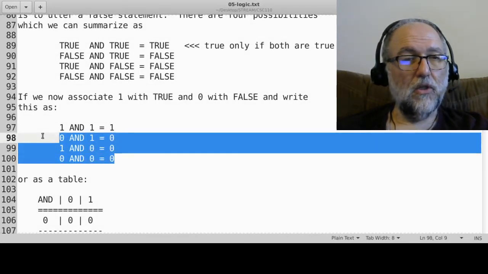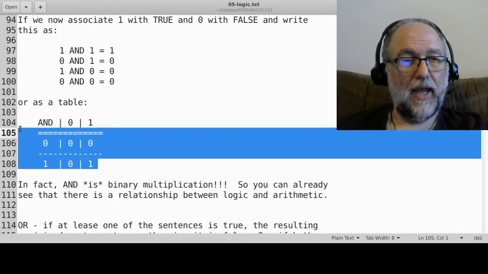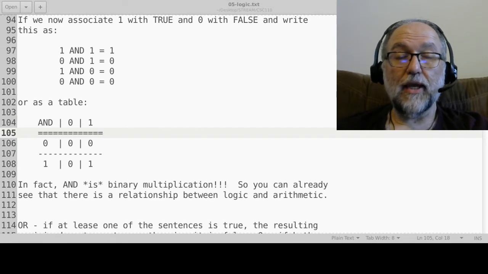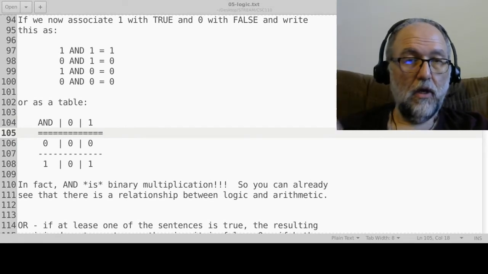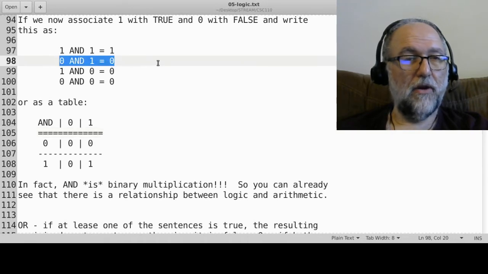Now this doesn't look like a table. Those are the four possibilities, but you can write it as a table, and there it is. Now what's a table? It's just like your multiplication table. You say, well, what's my first number? Say I'm doing this one right here.